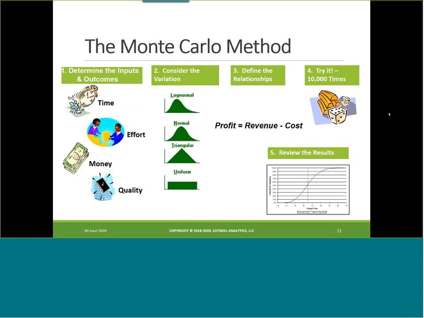Then we consider the variation. These are four of the most common distributions that we use, probably not necessarily in the right order. We tend to use the triangular one a lot. If the normal distribution is taller and skinnier, if the data indicate that, then we'll often take the effort to go to a normal distribution. Uniform distribution is where things are equally likely. And log normal handles most of the cases where we've got long tails on one end or the other.